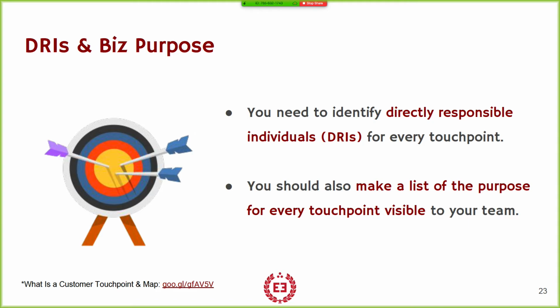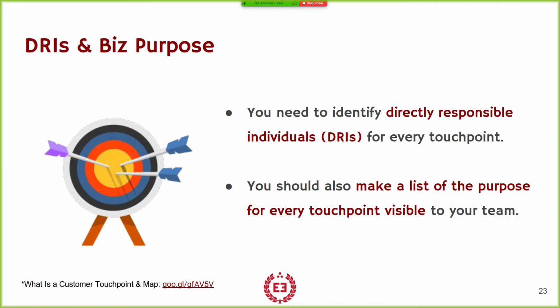Another part of making this effective is identifying publicly who are the directly responsible individuals for any one touch point, and what is the purpose of that touch point. If there isn't a clear purpose, or you have 3 touch points with the same purpose, could you combine them to one touch point under one directly responsible individual? This is about using information to guide efficiencies in how you are actually behaving as an organization. And this list should be public and visible. It's not good enough to just have a couple managers who see this.